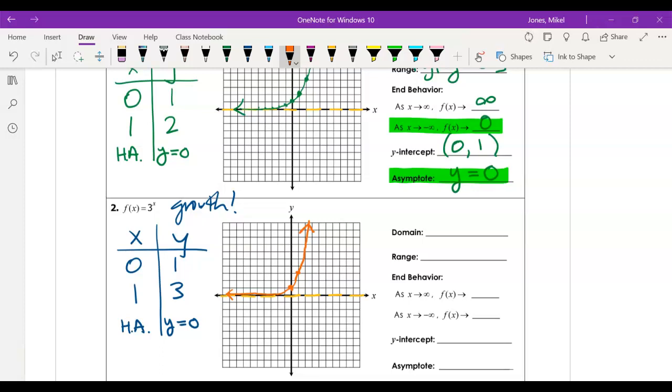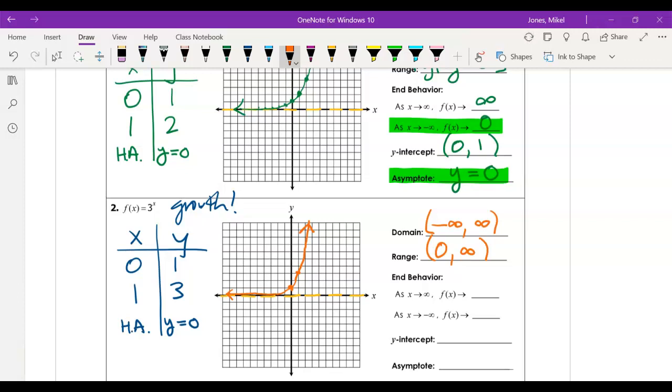Domain, same as before, all real numbers. Another way of writing that is from negative infinity to positive infinity. Okay, range is all the positive numbers. Another way of writing that is from 0 to infinity. You guys might remember. So you would take either? Yes, I'll take either one. They're both correct. Okay.